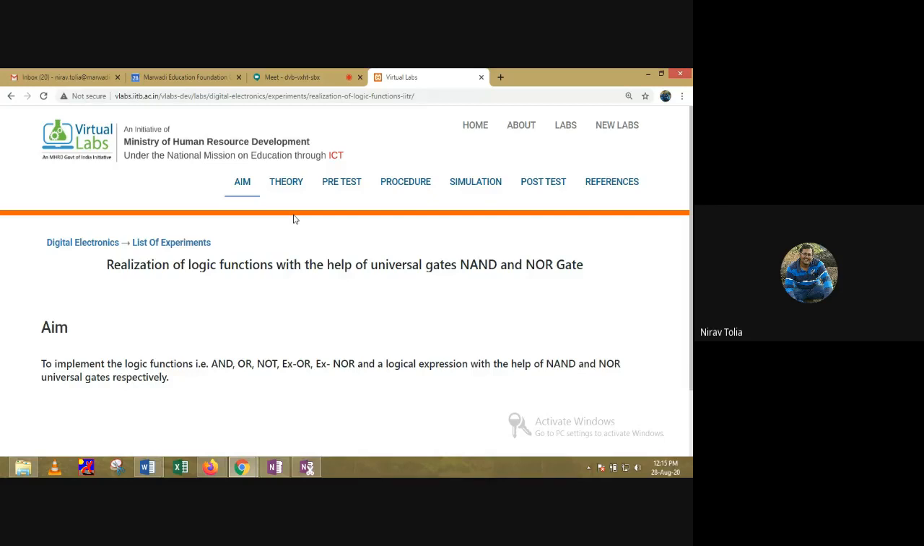So you can read the aim. Aim is to implement the logic function AND, OR, NOT, exclusive OR and exclusive NOR with the help of NAND and NOR universal gate respectively. So we can implement any other gates by using a NAND gate and a NOR gate. Why? Because it is known as a universal gate. Okay. So now go to the theory.